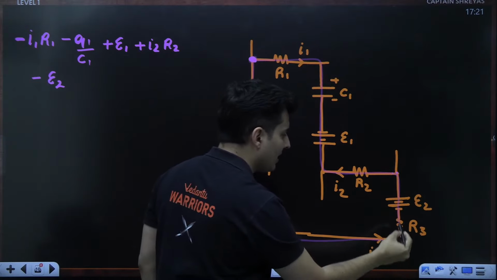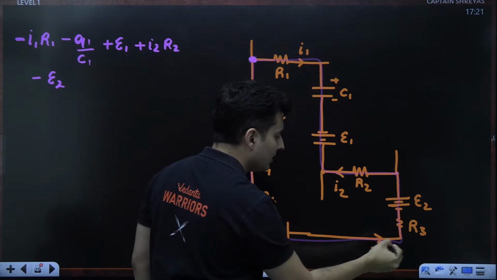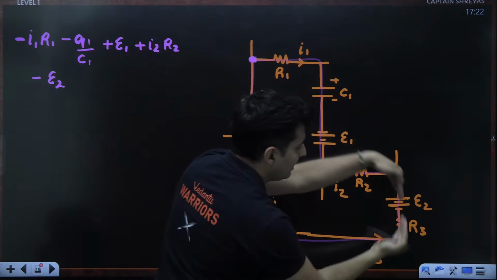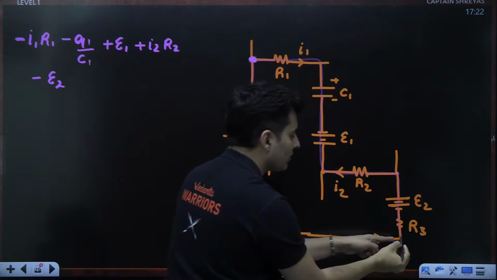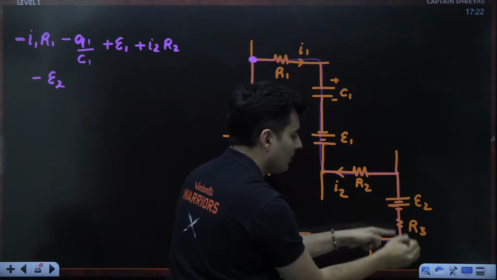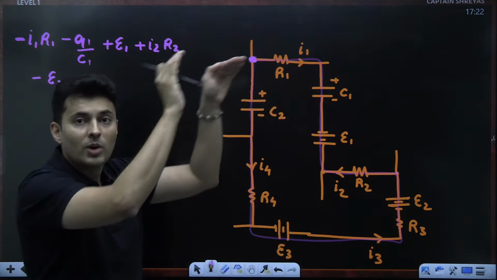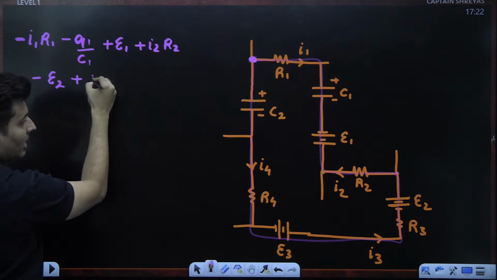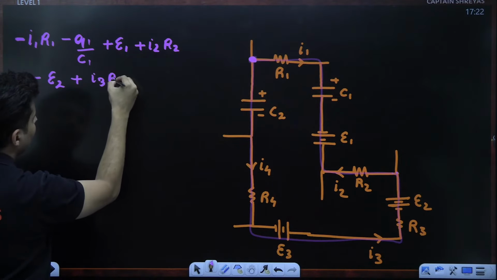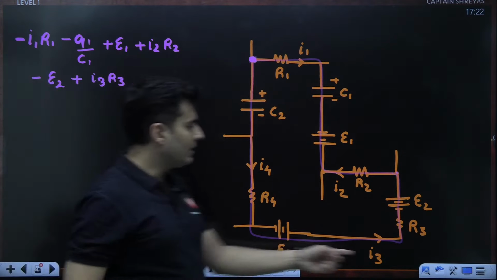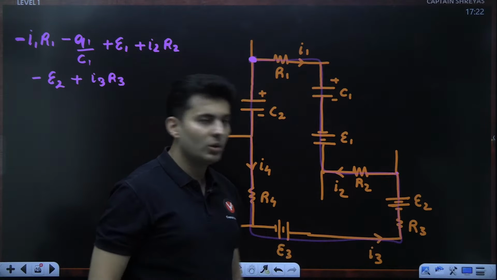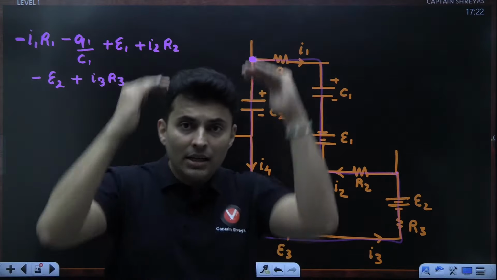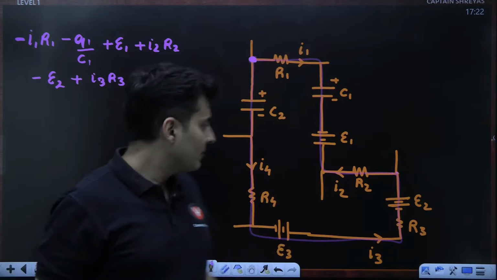Now, here, through this resistor R3, the current is going like this. But listen, I am traveling against the direction of the current. Current goes from high to low. I will go from low to high. That means it's an increase. So it should be positive, plus I3 R3. Going against the current is a jump. Going with the current, I will go down with the voltage.